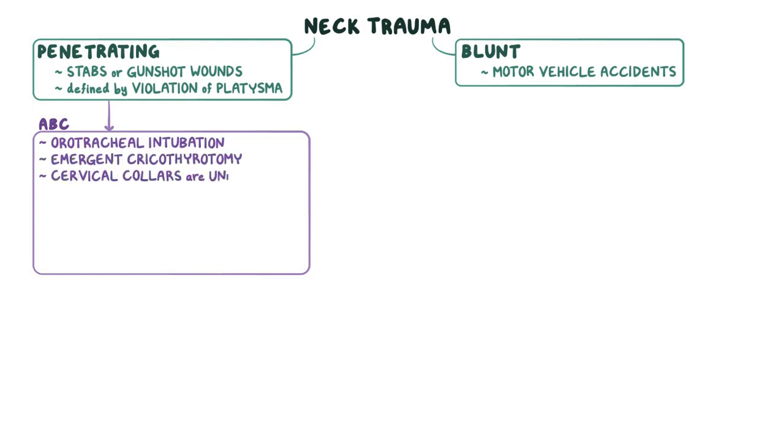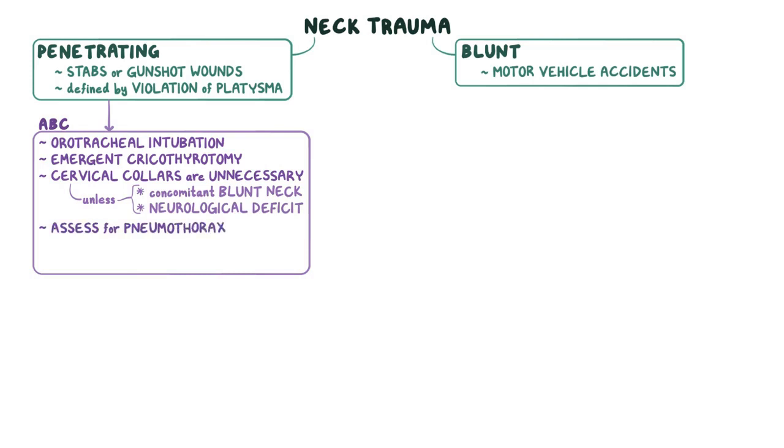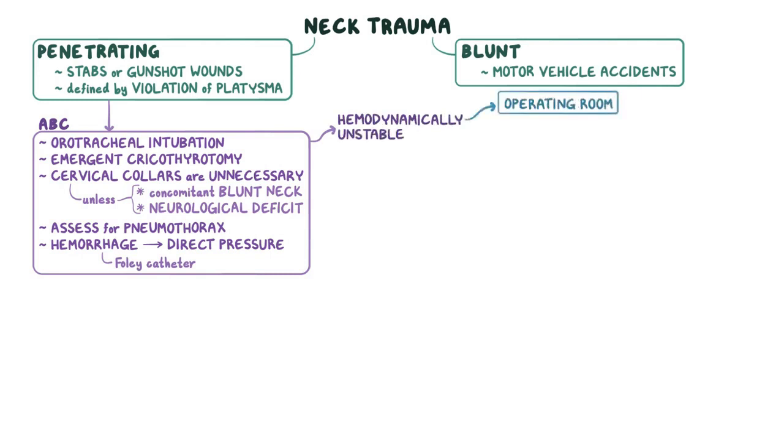Cervical collars are usually unnecessary in penetrating neck injury, unless there is a concomitant blunt neck injury or neurological deficit is present. Zone 1 injuries can involve the mediastinum, so it's important to assess for a pneumothorax. Control hemorrhage by direct pressure on the wound, and if that doesn't suffice, then a Foley catheter is inflated in the wound to tamponade the bleed. Next, if the individual is hemodynamically unstable, they should be taken to the operating room immediately.